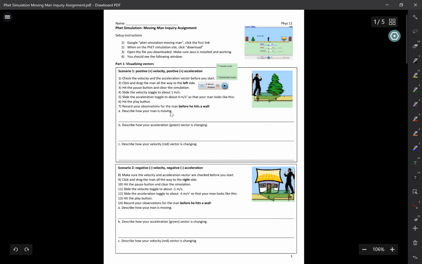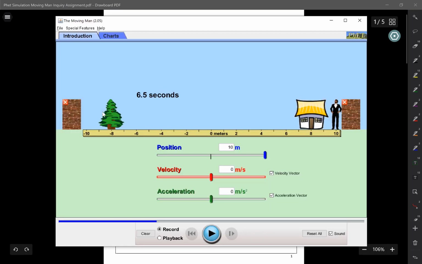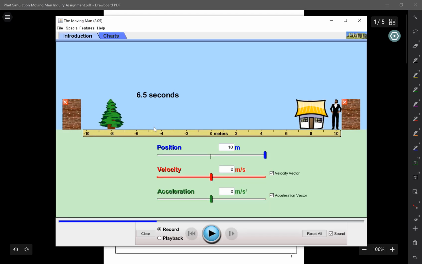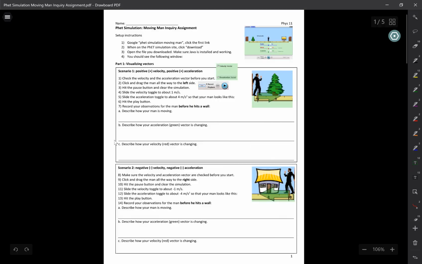Okay, so you describe how your man is moving. So, as he's moving forward, what do you notice about his motion? Was he speeding up, slowing down, or was it not changing at all? Describe how your green vector is changing. So that's the acceleration vector. So as he was moving, did that change? Did it not change? Did it disappear all of a sudden?